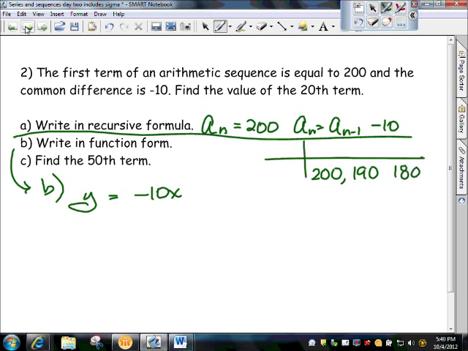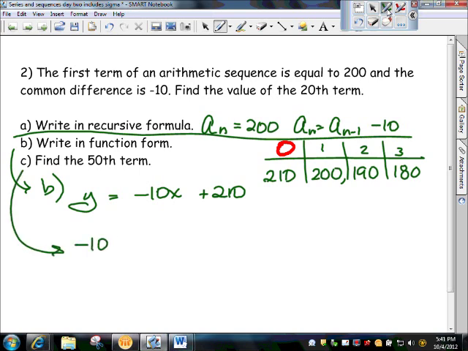Okay, so if I write it in function form, of course my first term is 200. My second term, because I'm subtracting x each time, is 190. So the 0 term would be, going backwards, 210. And it's a positive 210. So if I found the 50th term, I simply put a 50 in for the x, and that's going to give me negative 500. Plus 210 should be negative 290, right?